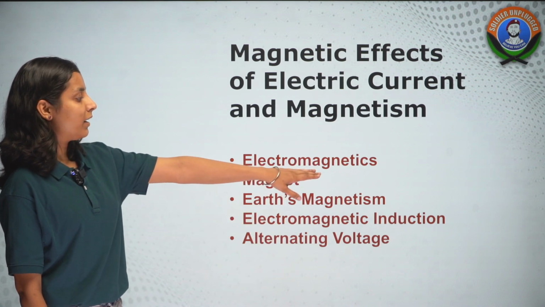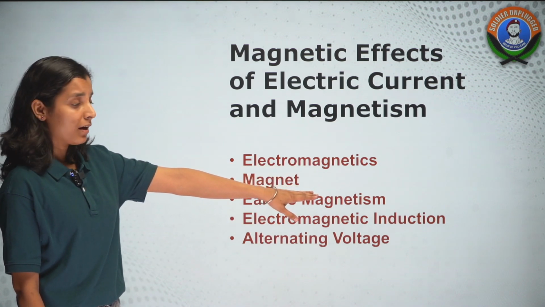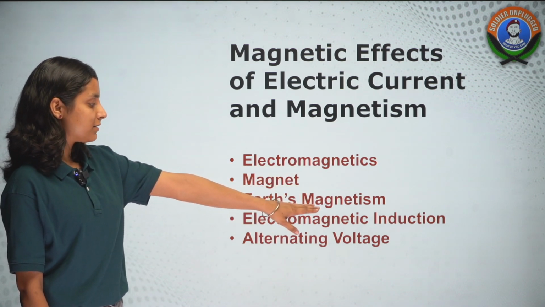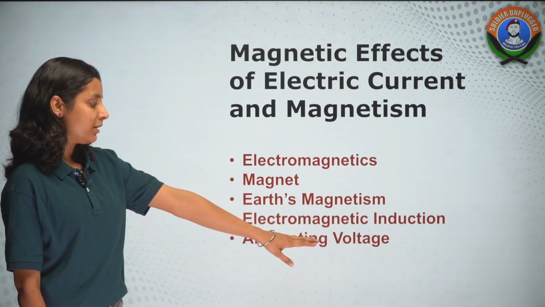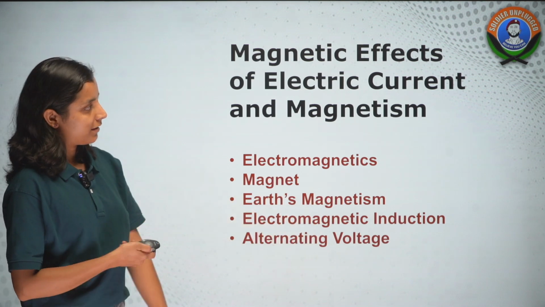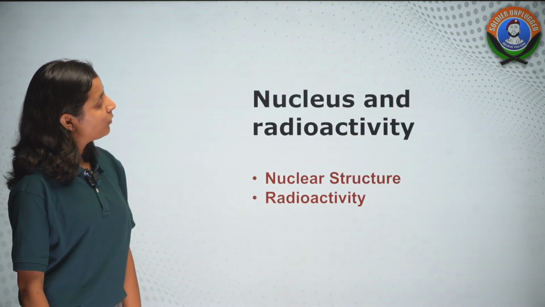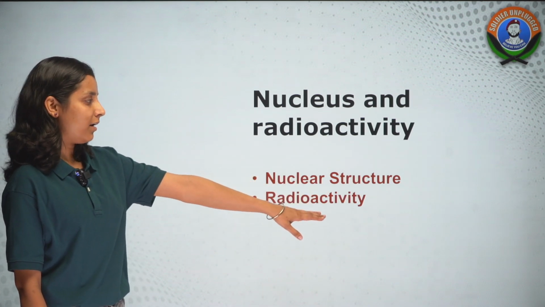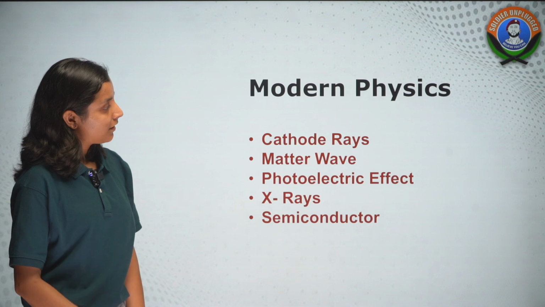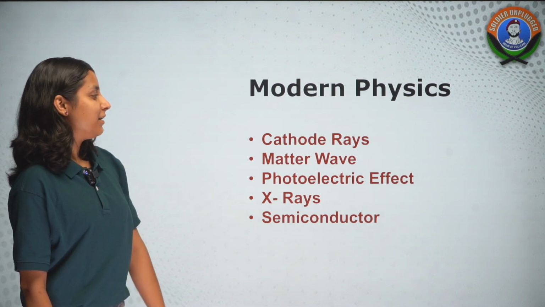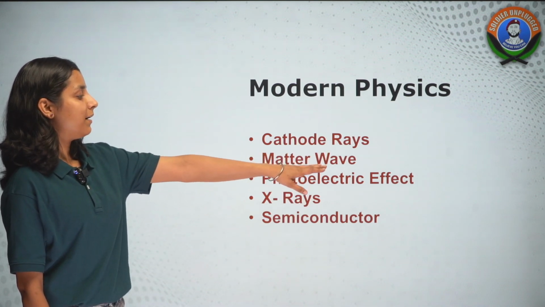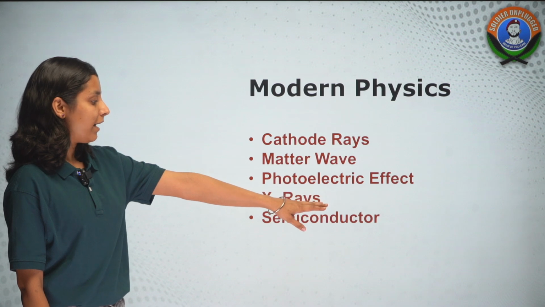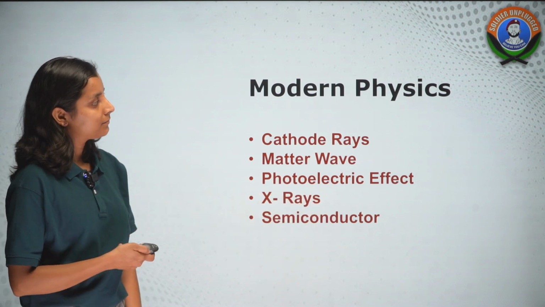इसमें हम लोग electromagnetics, magnet, for example bar magnet. Then we have earth's magnetism, electromagnetic induction, and alternating voltage, ये पढ़ेंगे. Then we have nucleus and the radioactivity. In this we'll talk about nuclear structure and radioactivity. Then we have modern physics. In this we'll talk about cathode rays, matter wave, photoelectric effect, X-rays, and semiconductor.